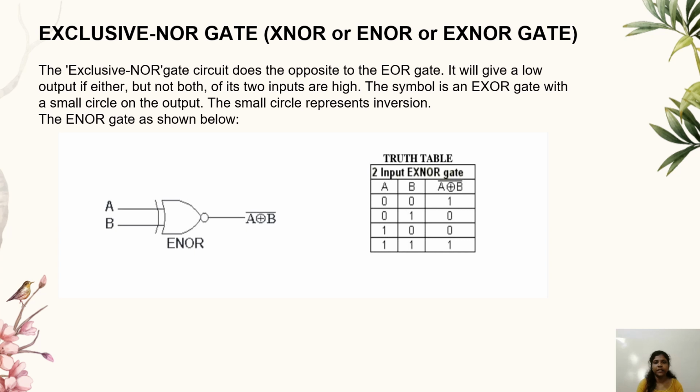Exclusive NOR gate. It is also called XNOR or ENOR or EX-NOR gate. The exclusive NOR gate circuit does the opposite to the XOR gate. It will give a low output if either but not both of its two inputs are high. The symbol is an EXOR gate with a small circle on the output. The small circle represents inversion. The ENOR gate is shown below.